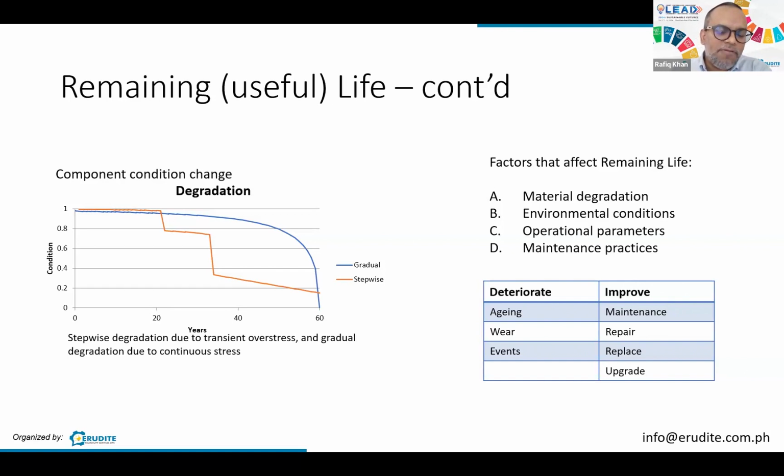If it's an event which results in a very large degradation pattern, then often we try to replace, because we don't know where this is heading to. It's not something that is gradual. You cannot trend it. So that's something that we need to replace.